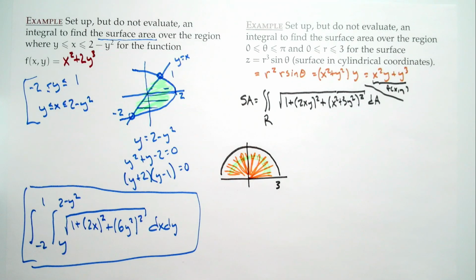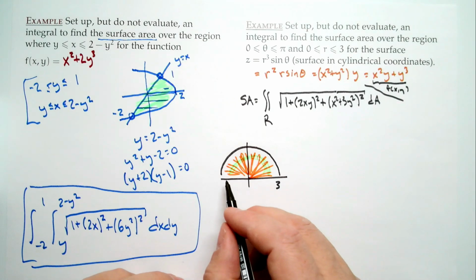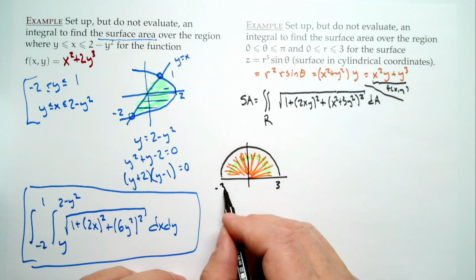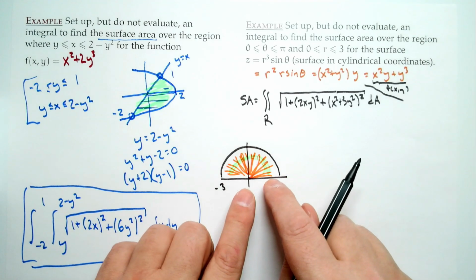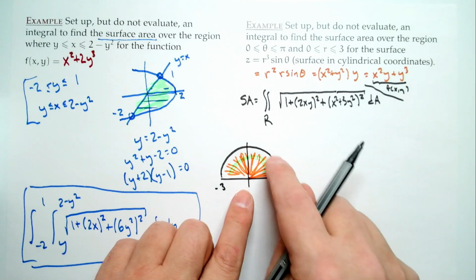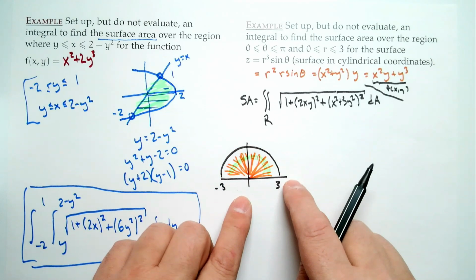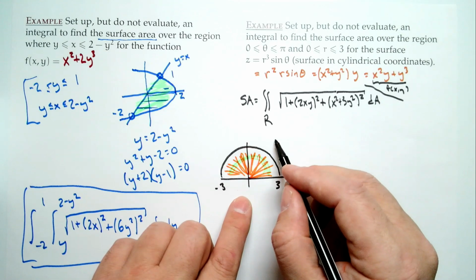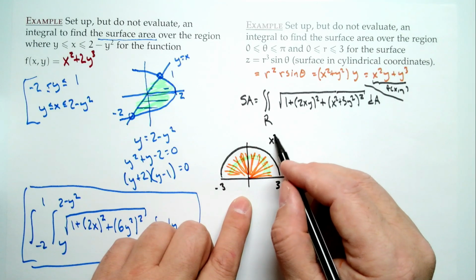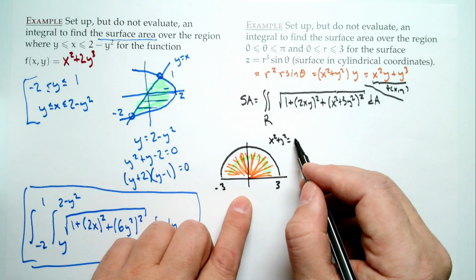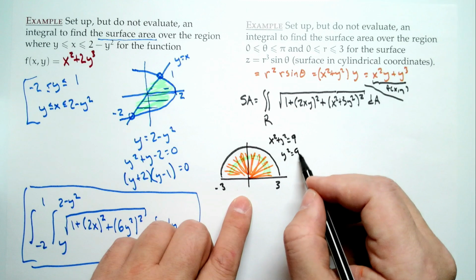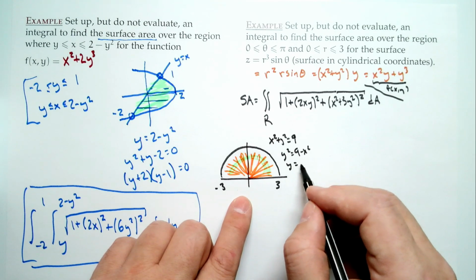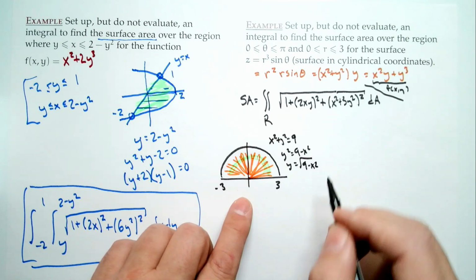So if we're switching to Cartesian, we need to figure out how to describe it. My inclination is to say the following. Let's write this top curve y as a function of x. Now it's the circle of radius 3. So this becomes x squared plus y squared equals 9. So y squared is 9 minus x squared, and it's the top half, so it's the positive square root.